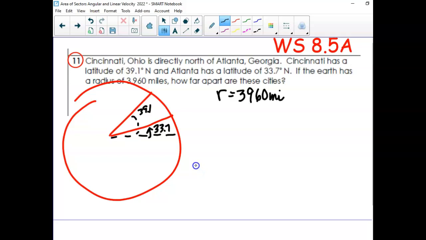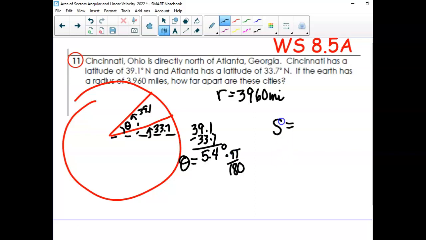Okay, so can we figure out the angle in between those two cities, guys? If one's 33.7 north of the equator and the other one is 39.1 north of the equator, how would we find the angle in between them here? Yep, subtract. So can someone do that for me? 5.4? Yes? Okay. It's degrees though, so what do we have to do to it to make it our theta? Yeah, so our theta is going to be 5.4 times pi over 180.